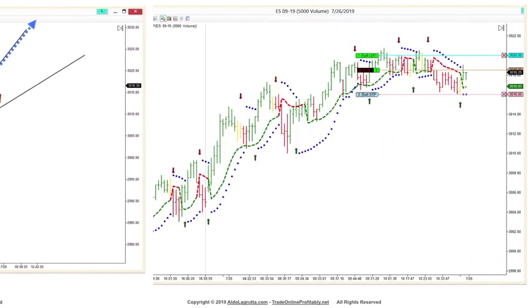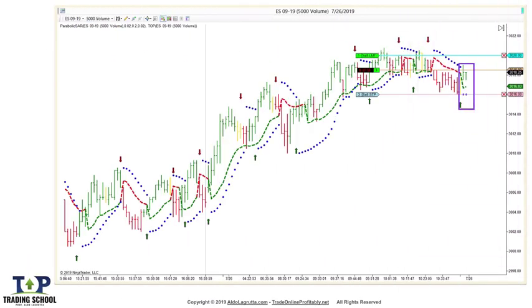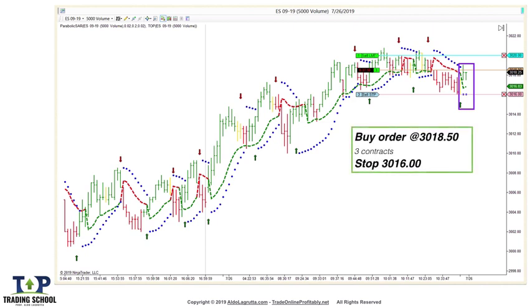Now about 15 minutes later, I got my buy signal in the trigger chart, so I immediately placed my order and was filled at 18.50 with a stop at 16. I also placed my order to sell 1 contract at 20 from my first target and was filled 2 bars later.